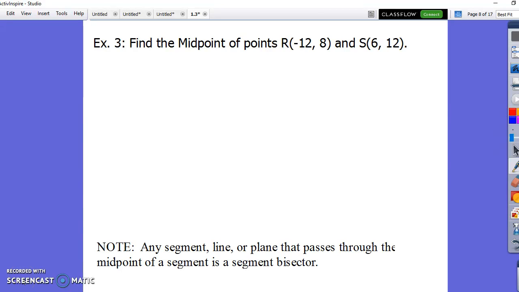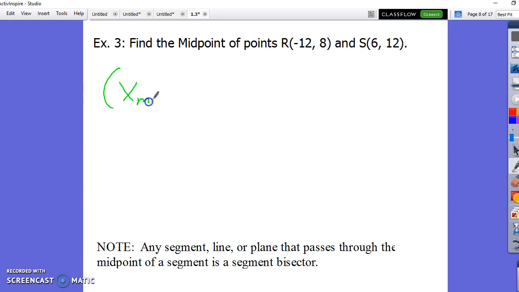Here we go, folks. All right, now we're going to talk about how to do midpoints. First off, to do midpoints, we're going to have to use which formula? The midpoint formula. And so, if you look back in your notes, or if you look on your formula sheet, you will find out that the midpoint formula is this.